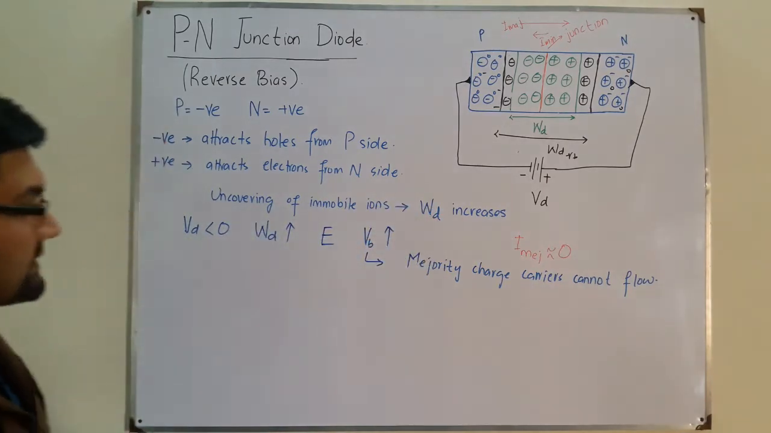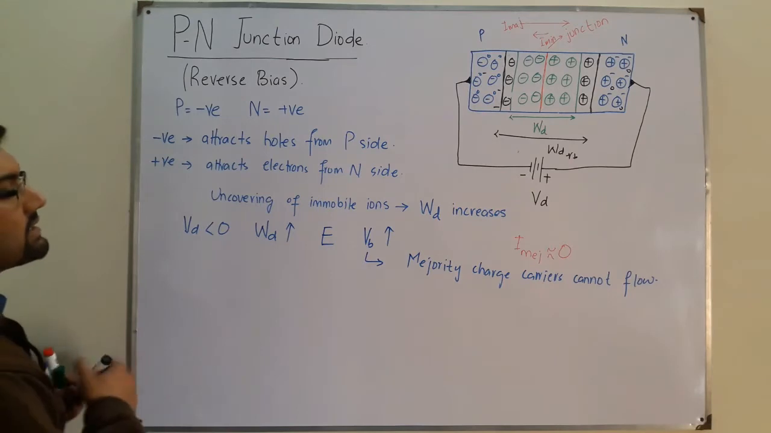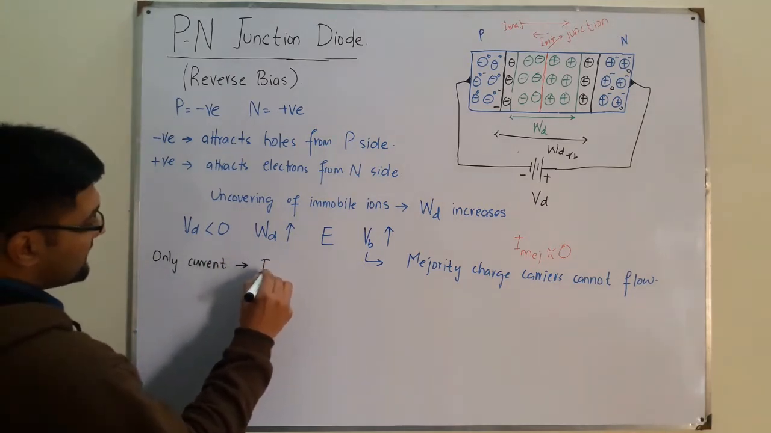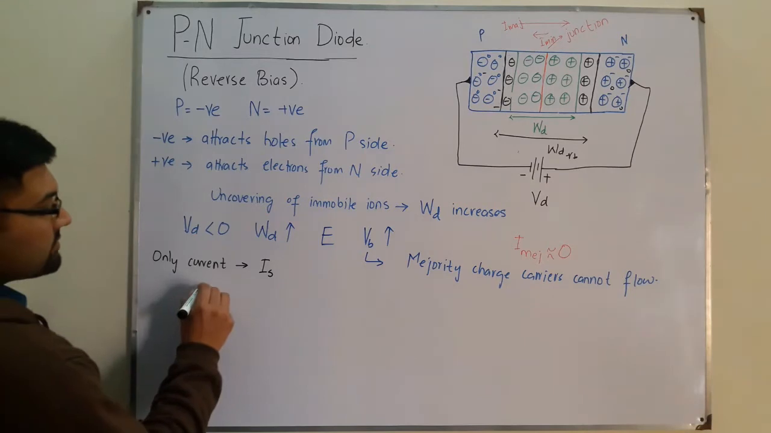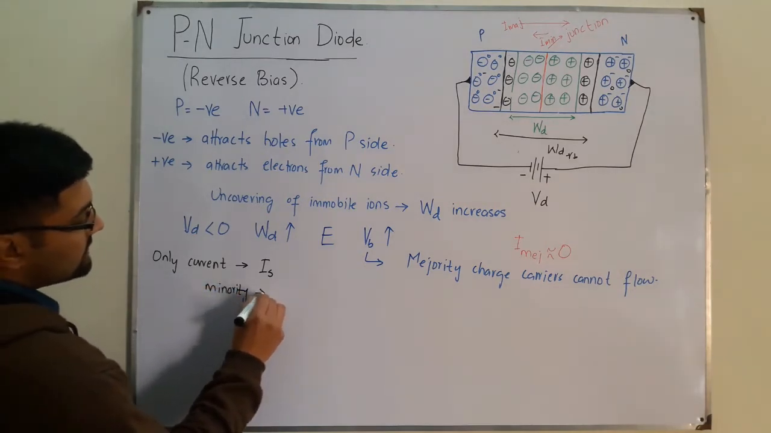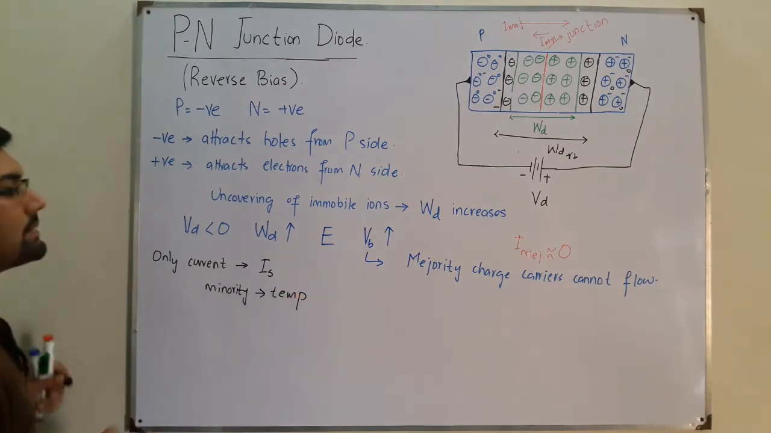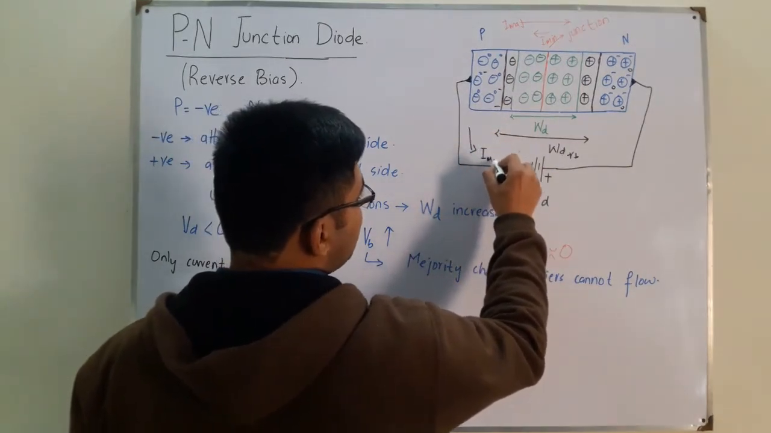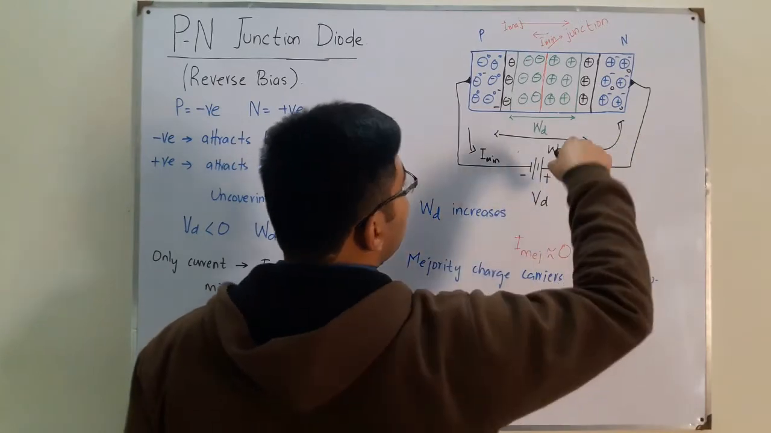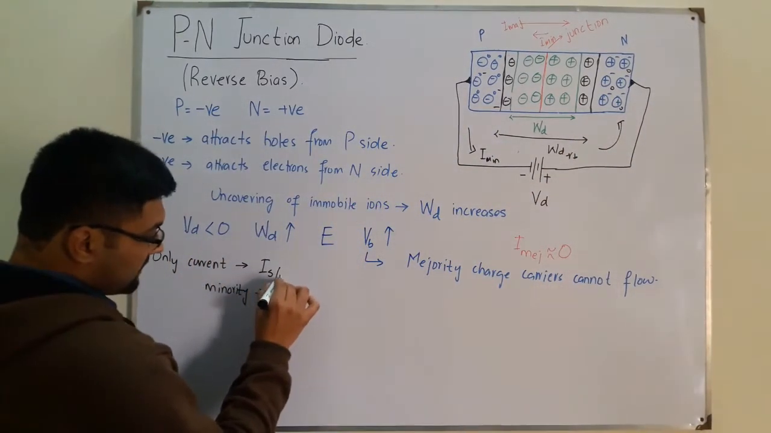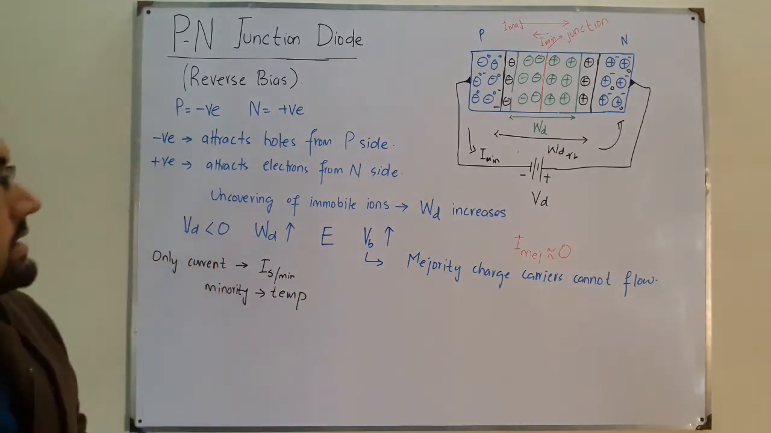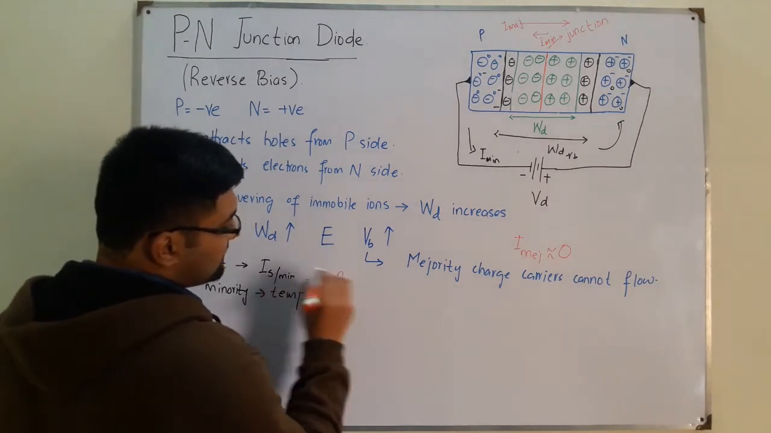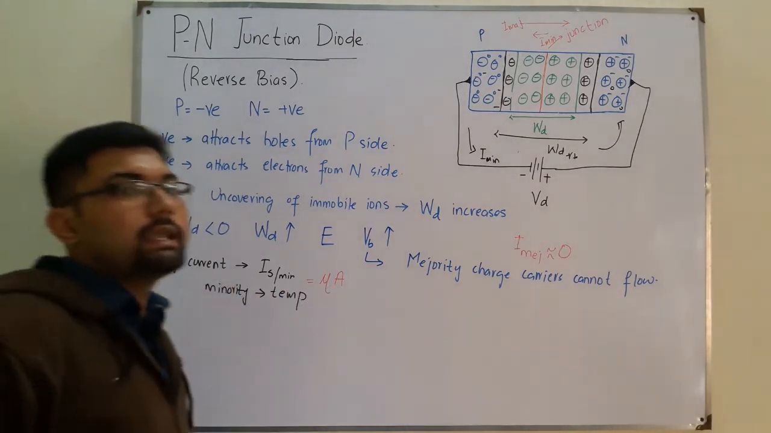Now the only current that exists is the reverse saturation current. Only current, let me mention it by IS. This is due to the minority charge carriers, because the minority charge carriers depend only on the change of temperature. And as we have done nothing with the temperature, so we have IS due to the minority charge carriers, which is moving in this direction. This is I minority, or minority charge carriers, or IS, whatever you call it, all right? So let me draw it like this. I minority or IS. So this is the only current, and this is a very small current. This is in the range of microamperes, and we mostly neglect this.